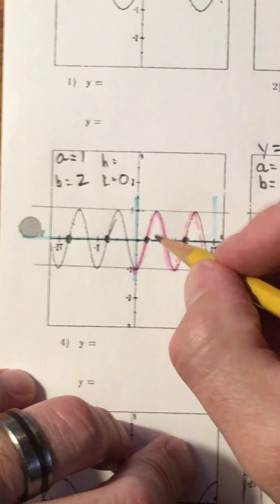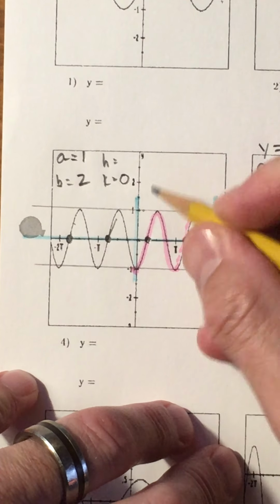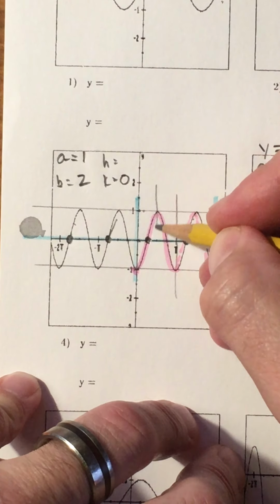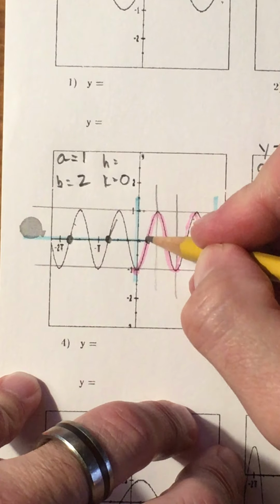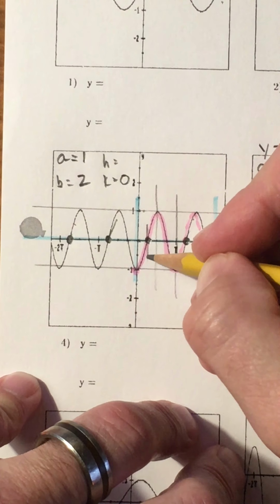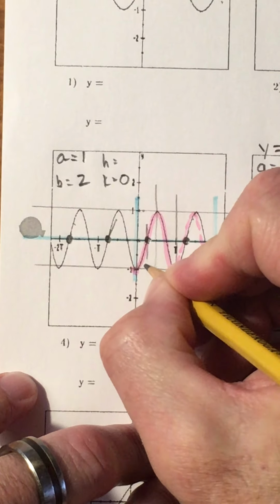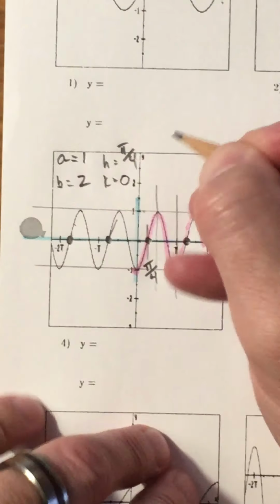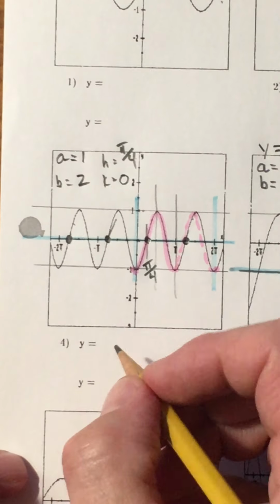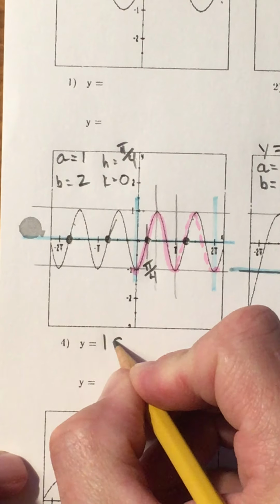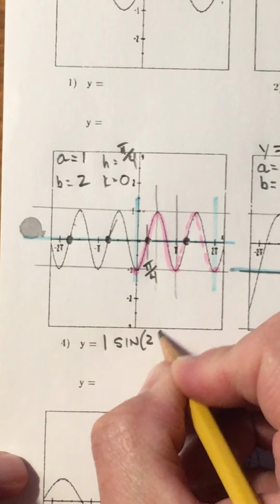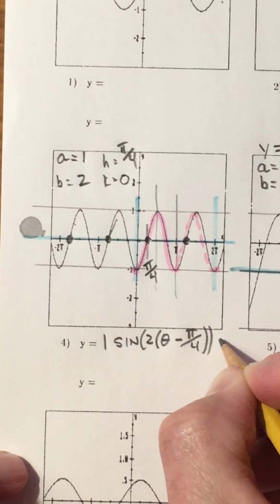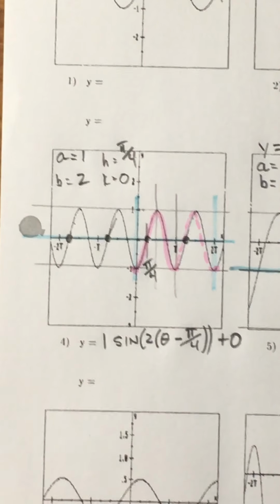Now, I'm going to choose this one because it's closest. And here's what I notice. Okay, so there's pi. There's halfway to pi. And so this must be quarter of the way to pi. So that is shifted to the right, pi over 4. And those are the values we're going to plug into the equation. y equals a sine b theta minus h plus k. And there's the equation.